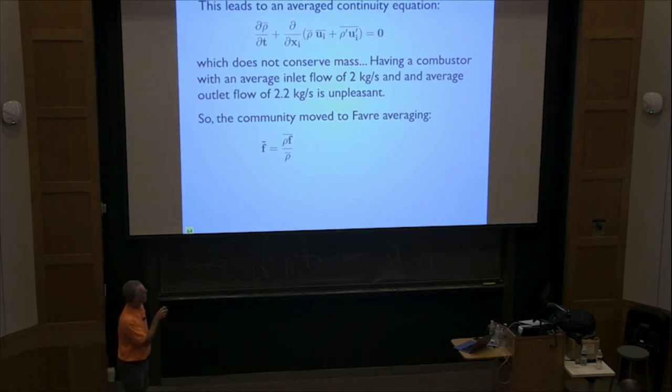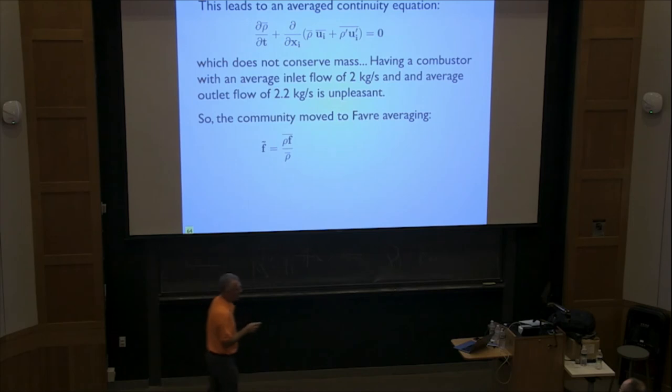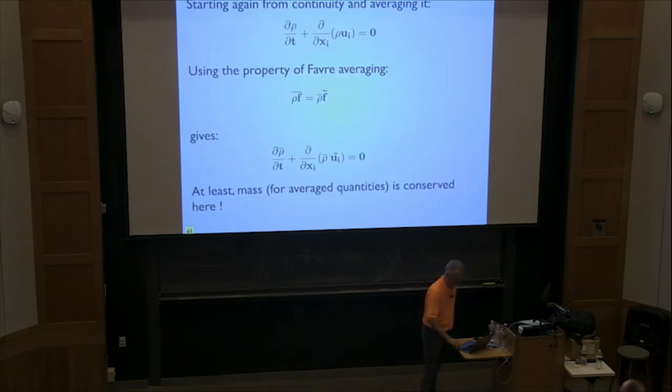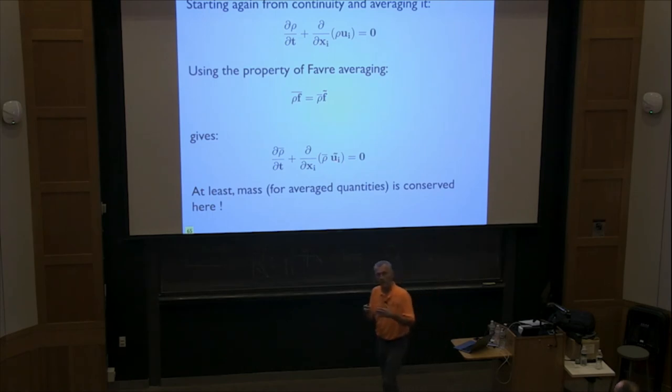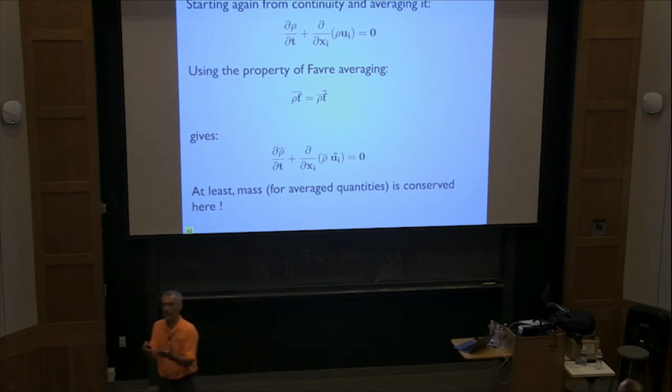So why would you do that? Well, because there's a nice property of this quantity: the mean of rho f is the mean of rho multiplied by the Favre average. And you see that when you use that, it's a very elegant way to start from the mass continuity, and then you average this equation. So here you will obtain rho ui bar, but rho ui bar is just rho bar ui tilde. And bling, you have now an average mass continuity equation which conserves mass.